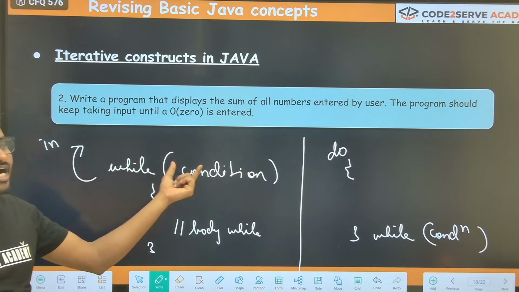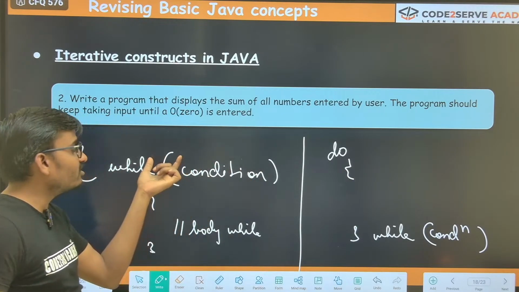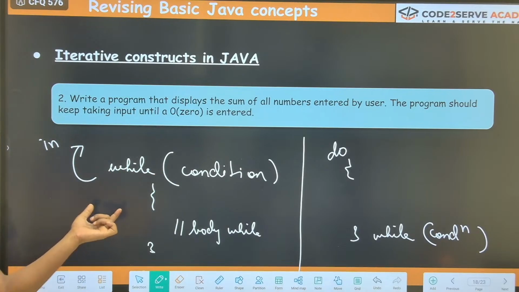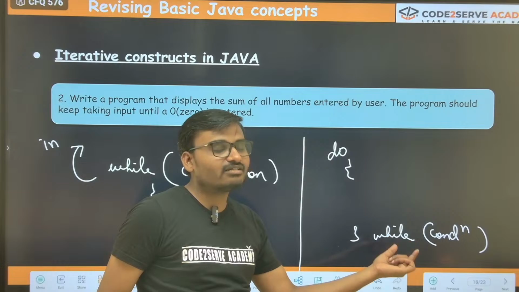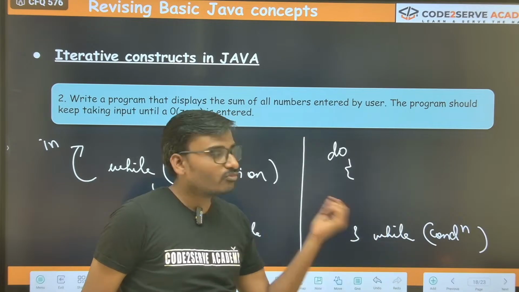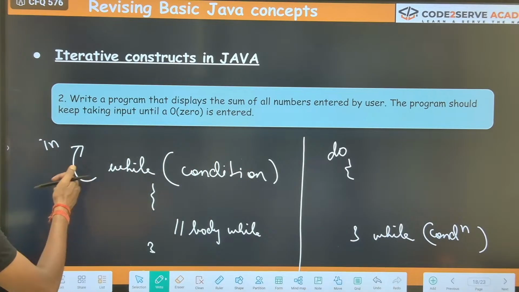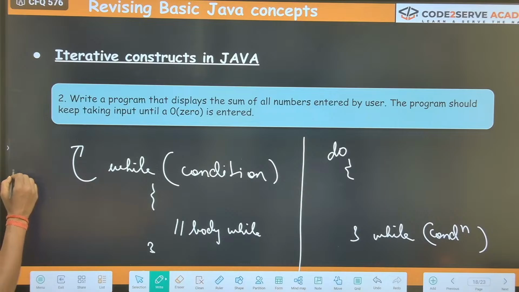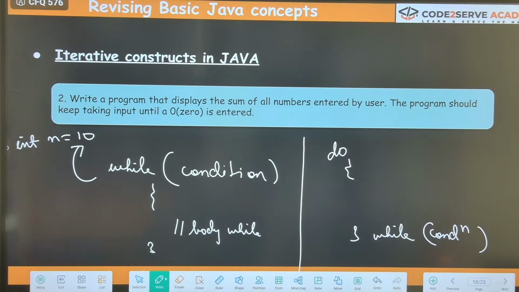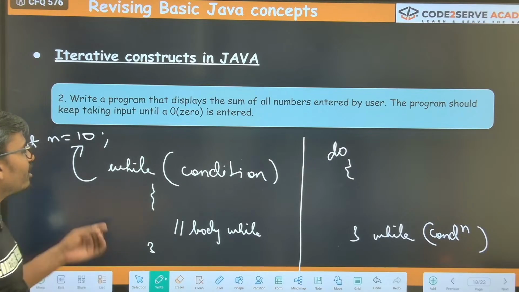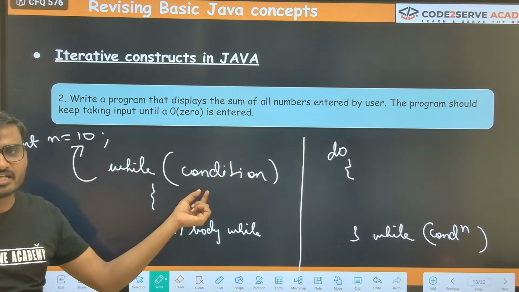Here in the while, first we write the condition. That means this is an entry control loop. And here in do while, we write the condition at the end. That is, it is an exit control loop. So suppose you initialize one number, int n, with 10. All right.